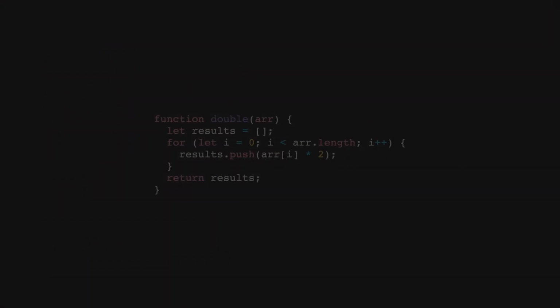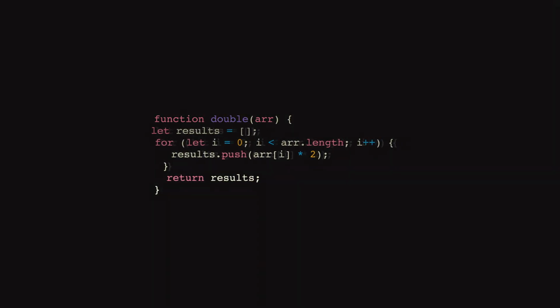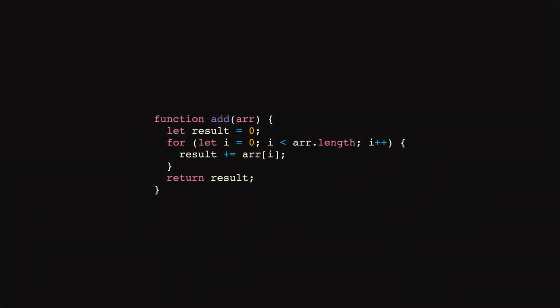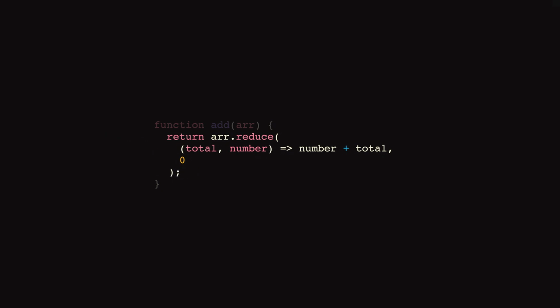Let's take a look. For double, we can leverage JavaScript's map method to return a new array after multiplying every item in the original array by 2. For add, we can leverage JavaScript's reduce method to return a new number after adding each item in the original array to that number. And for our button logic, we can encapsulate that behind a button component. The library we use for this is just an implementation detail.